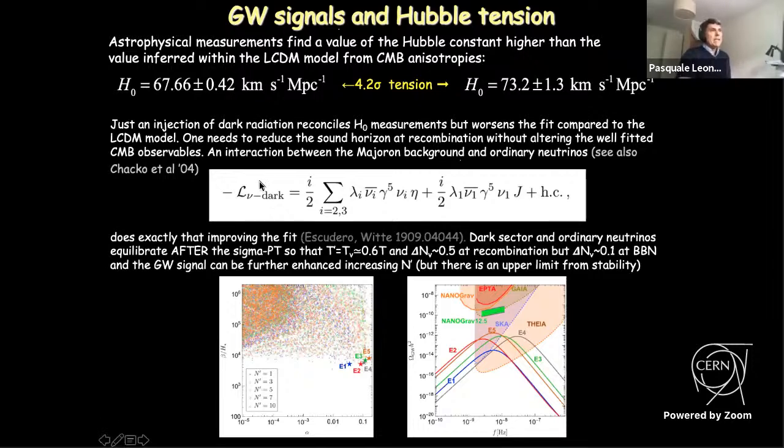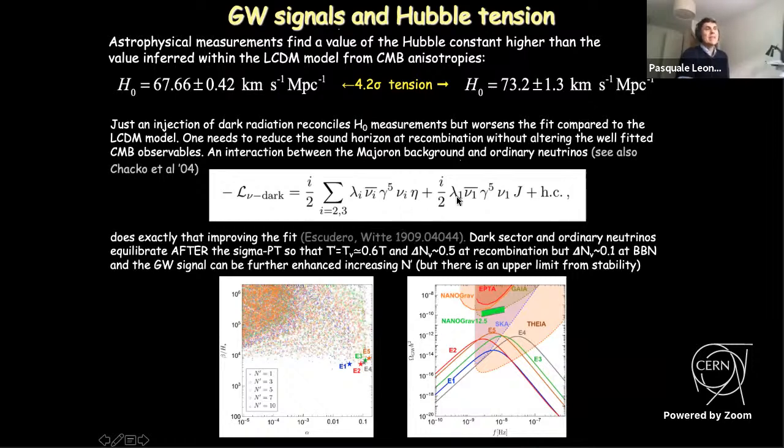So the trick is to introduce an interaction between the majoron and the neutrino, for example, that would reduce the sound horizon at recombination at the same time. And this will not touch the CMB acoustic peaks, but will reconcile the Hubble constant measurement. What is nice is that you still motivate this ratio of temperature.